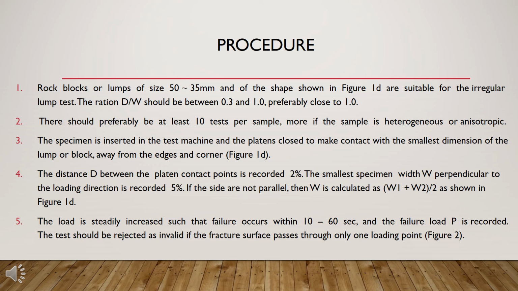Third, the specimen is inserted in the test machine and the platens closed to make contact with the smallest dimension of the lump or block, away from the edges and corners, figure 1D. Fourth, the distance D between the platen contact points is recorded to within 2%. The smallest specimen dimension W perpendicular to the loading direction is recorded to within 5%. If the sides are not parallel, then W is calculated as W1 plus W2 divided by 2, as shown in figure 1D.